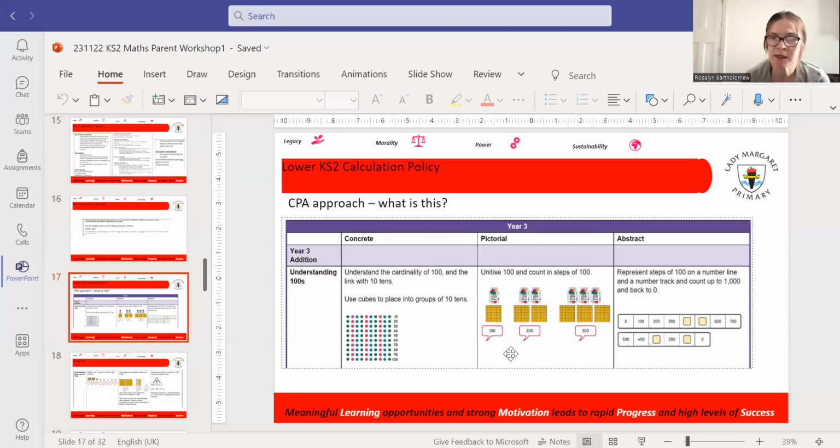And to be honest, every year group, including Year 6, should be drawing out any word problems and making sure that they understand what is being asked from them. And then we're looking at the abstract part, which is representing the concrete and pictorial, which the children have already understood, in number terms. So it might be using a number line or a number track.